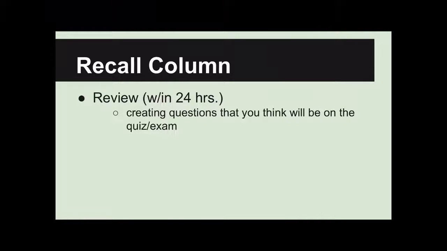The recall column is on the left-hand side, and you review that 24 hours after your class, so the next day. So you just look at your notes that you have written and then think, what questions can I ask about the main ideas in the material. Try and write general questions because you can answer general questions with a lot of information. Avoid specific questions that have one-word answers. So here's an example. You can see some of the questions that a student has written for their note-taking activity.